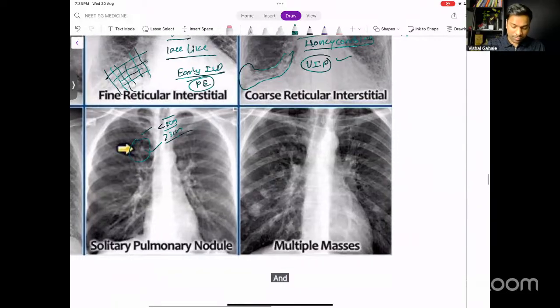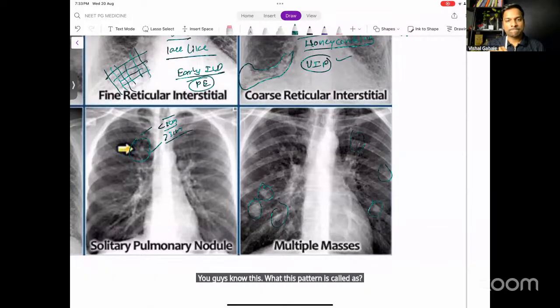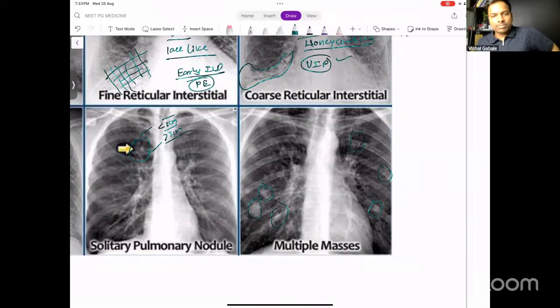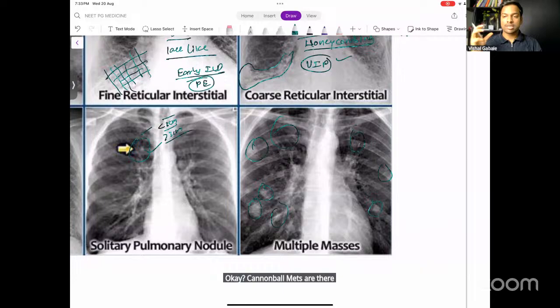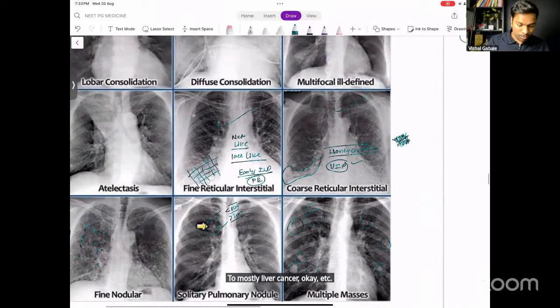And the third is this, multiple metastasis. What is this pattern called? You guys know this. Multiple masses. Yeah, cannonball type of mets, which are typical over here. Okay, cannonball masses are there, which can be seen secondary to mostly liver cancer, etc. Right. So I hope you understood this pattern.